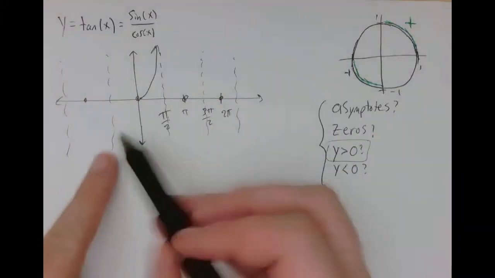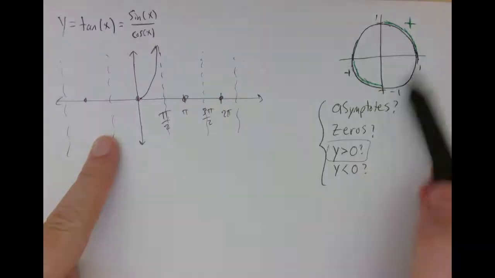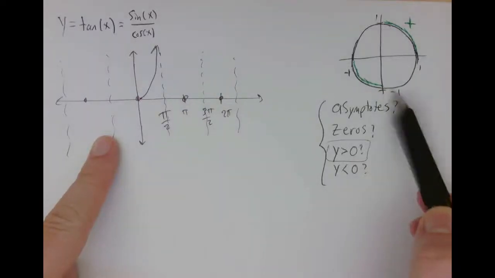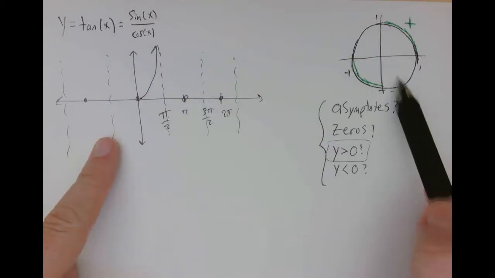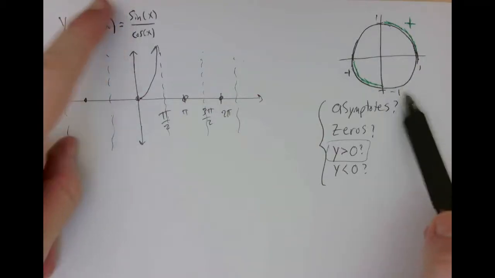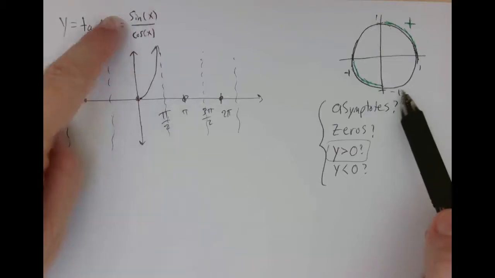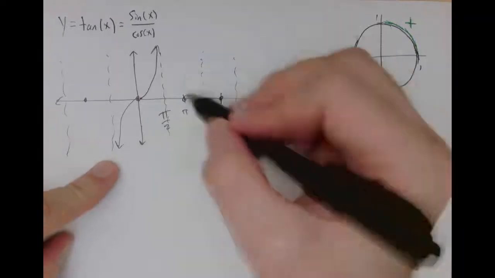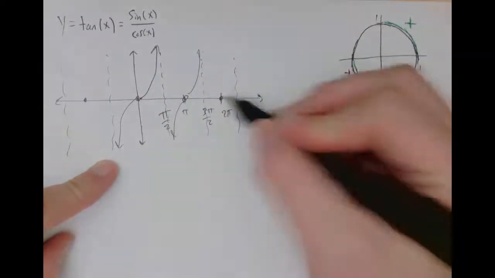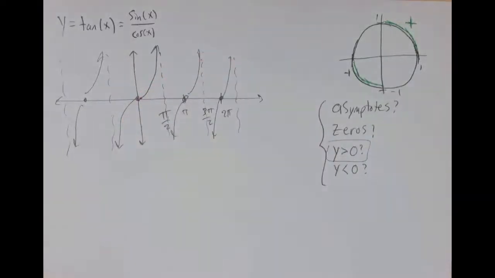Okay, what about between negative pi over 2 and 0? That would be angles in this region. And here, cosine is positive, but sine is negative. So that would mean that a negative value divided by a positive value is negative. And so that tells me it looks like this. And because the whole thing is periodic, now you can just fill in the rest of it because you know that the shape repeats itself. So that's very rapidly how you can reconstruct tangent.